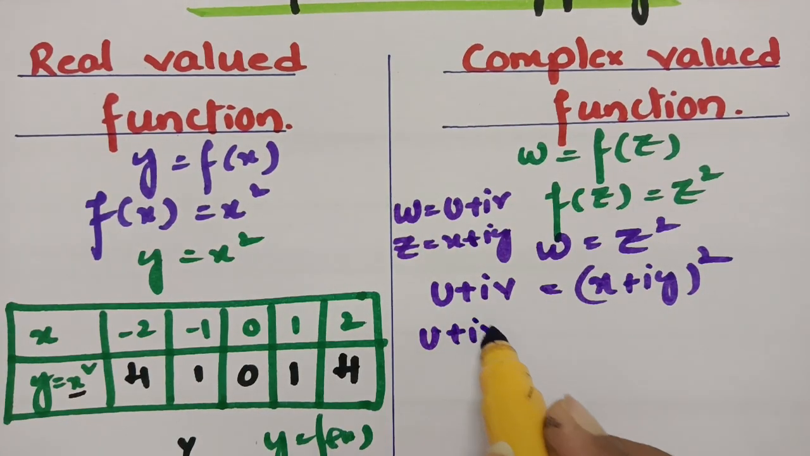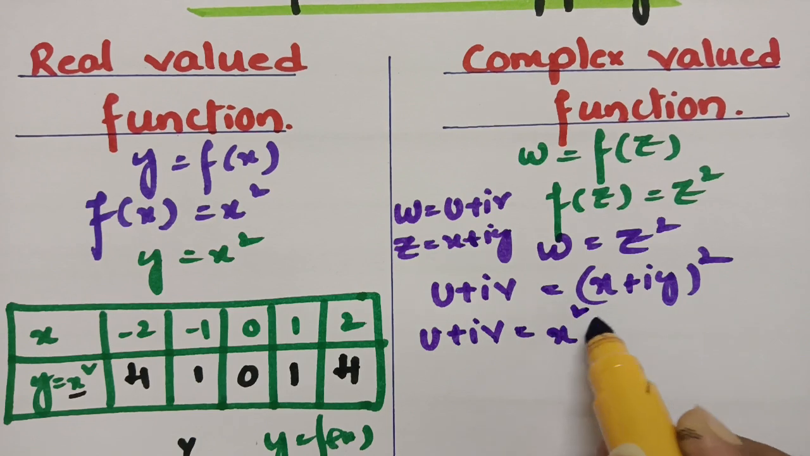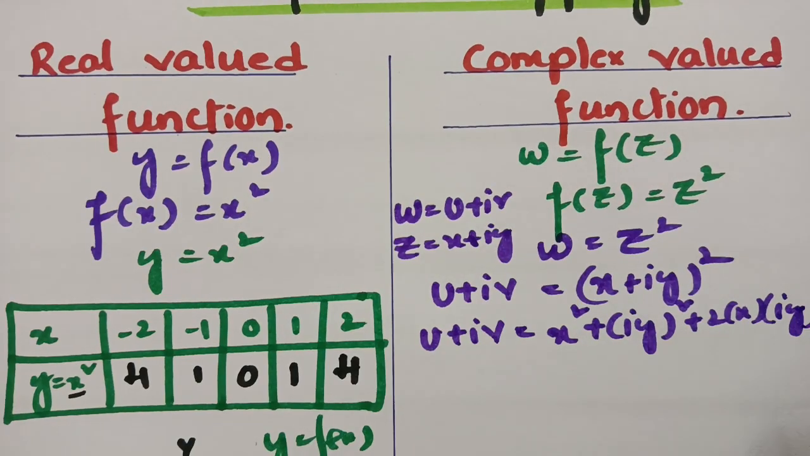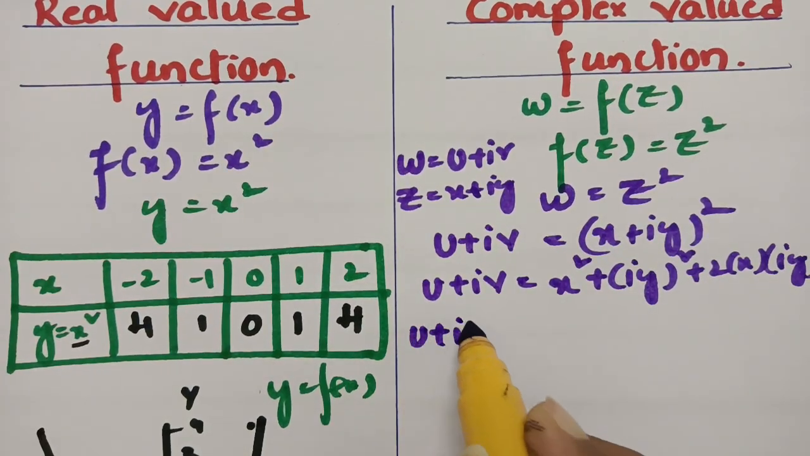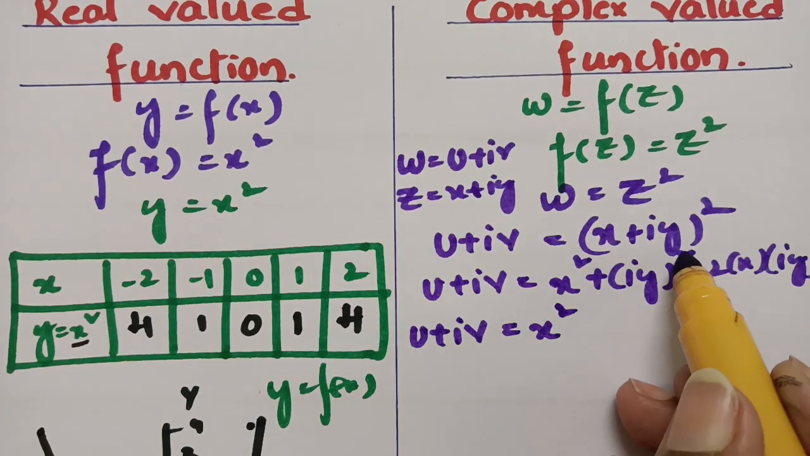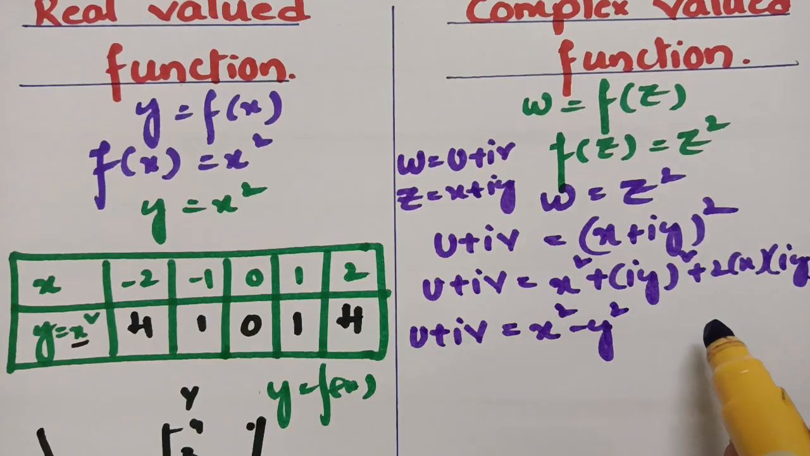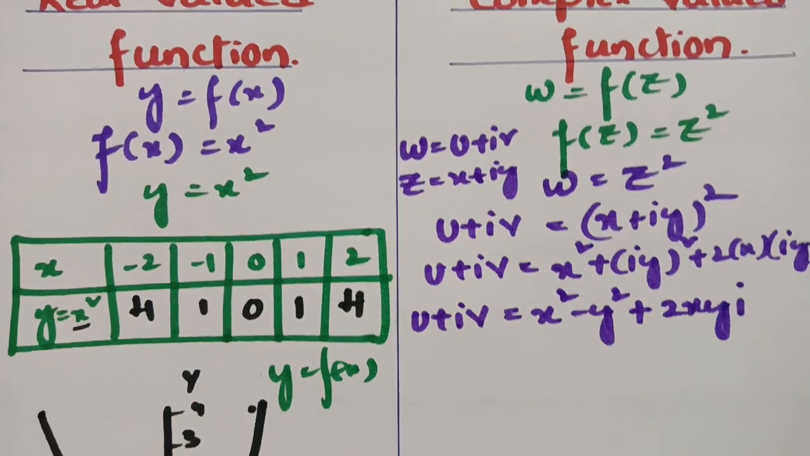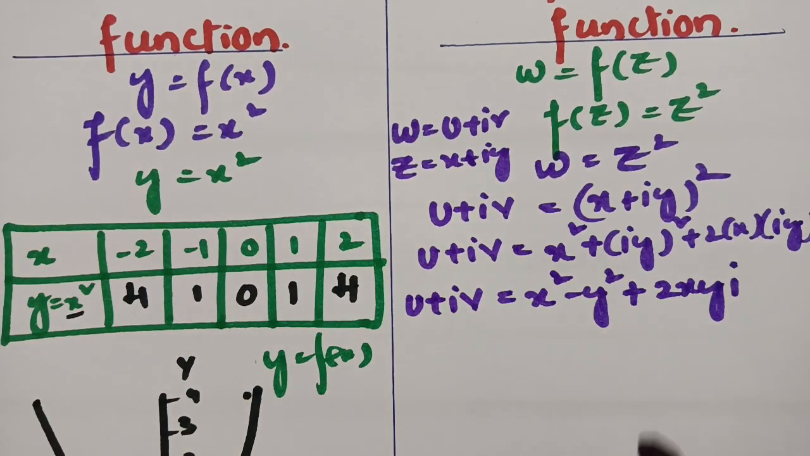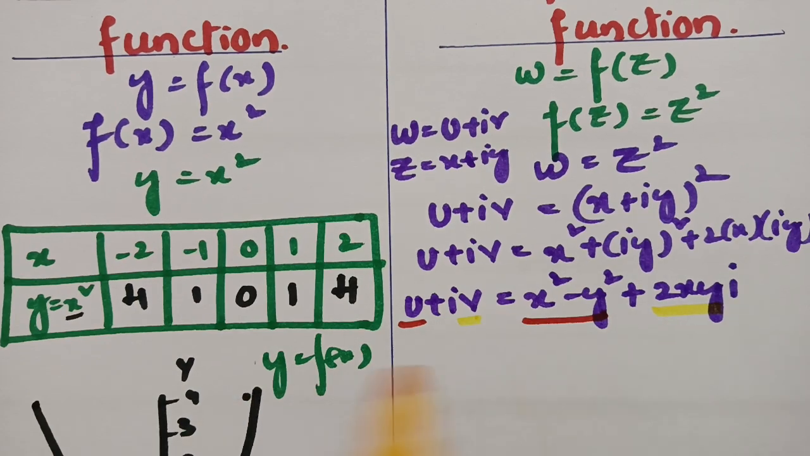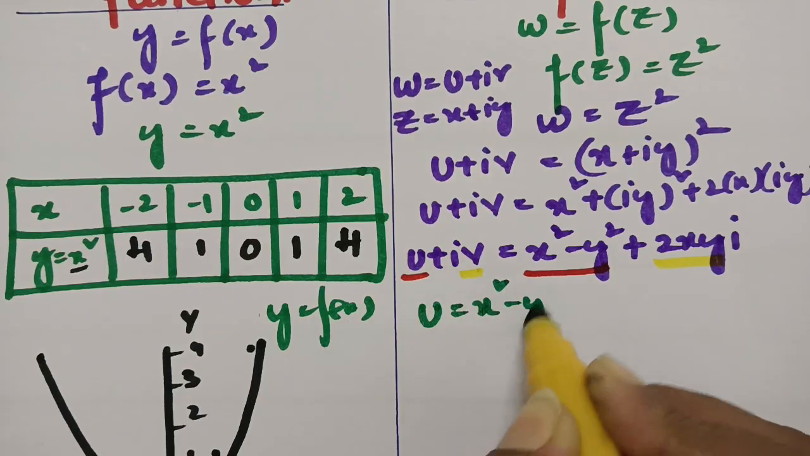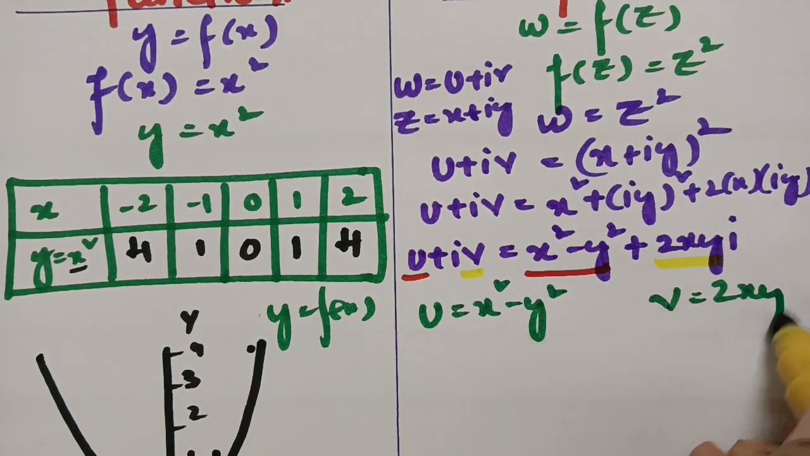So u plus iv is equal to, if I make a square, this will be a square, this will be b square, plus 2 into a into b. Clear? This is the u plus iv value, which is x square. The i square value is minus 1, so clearly this is minus y square. If you multiply all these, this will be 2xyi. And see here, if you take the real part as u and the imaginary part as v, then the u value will be x square minus y square and the v value will be 2xy.